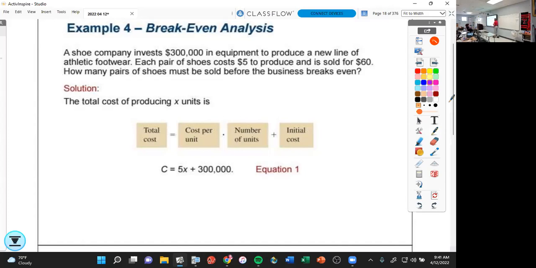Lots of shoes. So the total cost for this company to make these shoes, the cost per unit is what? $5 times the number of units. Do we know how many units we're going to make? That's a variable. Do we know our initial cost, our startup cost? It is 300,000. So my cost equation is C equals 5x plus 300,000. There's one equation. Can you tell me what the revenue equation is going to be? How much money do I make? R equals.